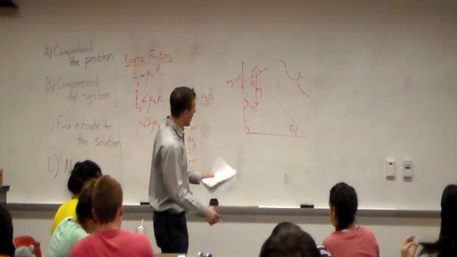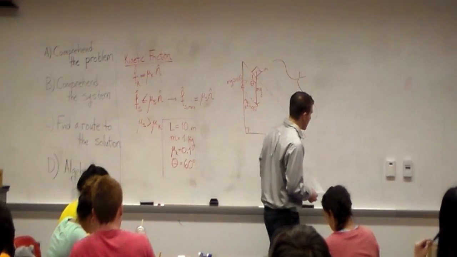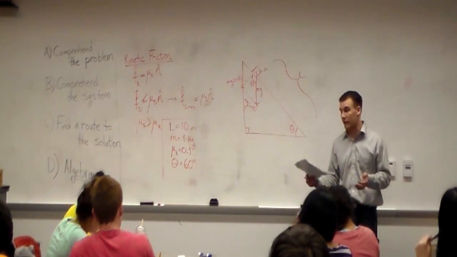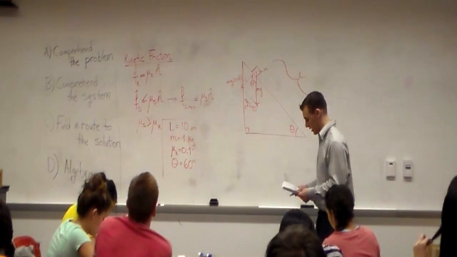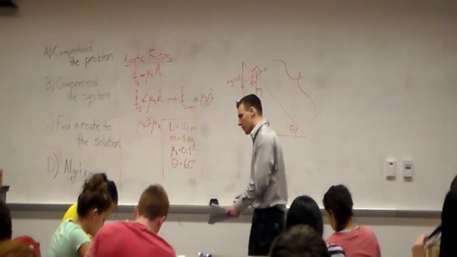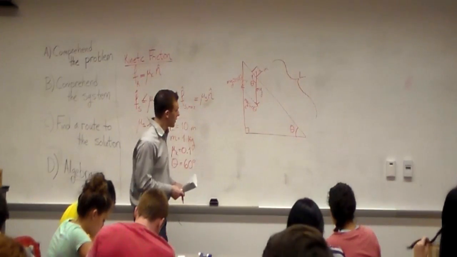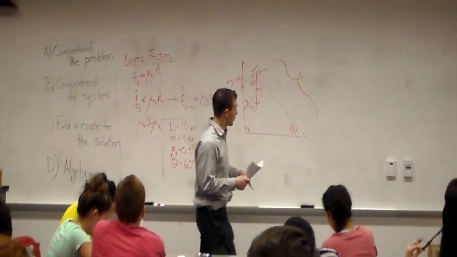So what do we need to do? Obviously, the key to this is finding the acceleration, because once we've found the acceleration, we can use our one-dimensional equations to get to what the final velocity is going to be. But to find the acceleration, we need to find the forces. So we need to resort back to Newton's second law, which I've erased.